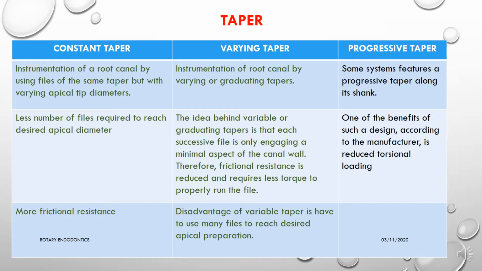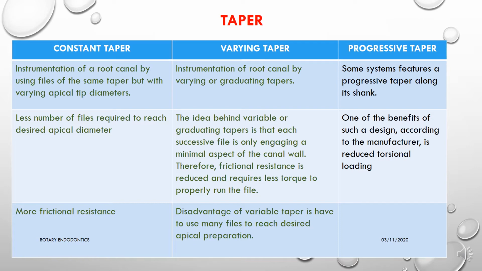In varying taper, the instrumentation of the root canal is done by files with varying or graduating tapers. The idea behind using variable or graduating tapers is that each successive file only engages a minimal aspect of the root canal. Either it can be the middle third, coronal third, or apical third. Therefore, the frictional resistance is reduced and less torque is required to properly run the file. The disadvantage of using a varying taper is that you may have to use many files to reach a desired apical preparation. The third type of taper is a progressive taper.